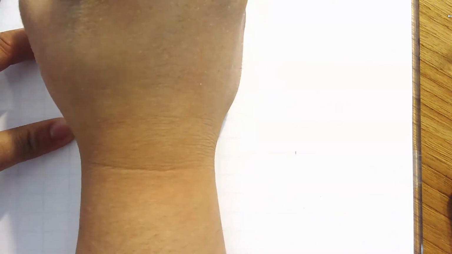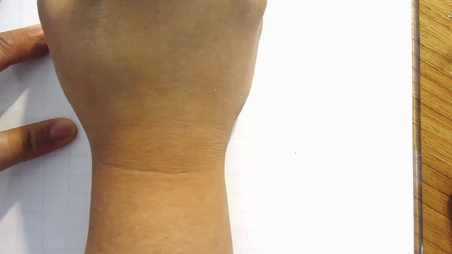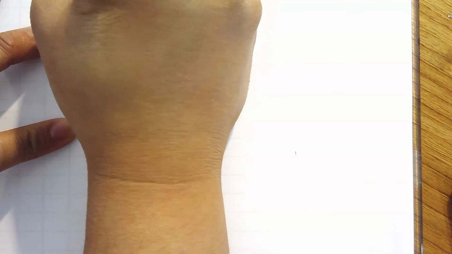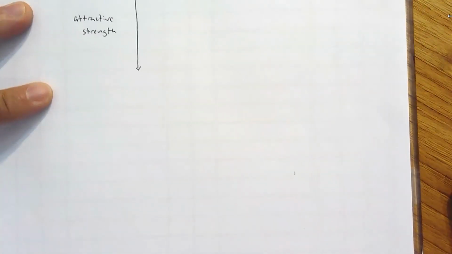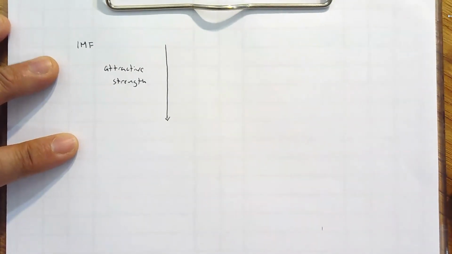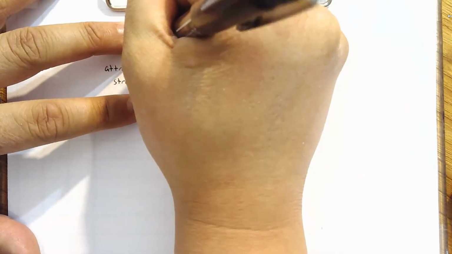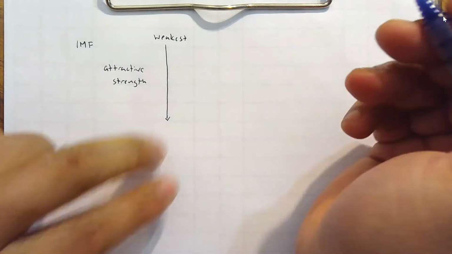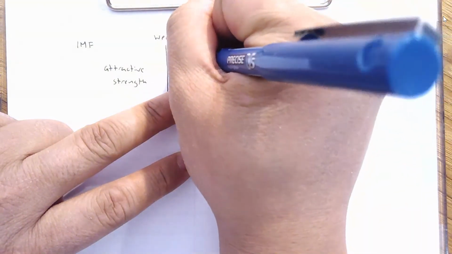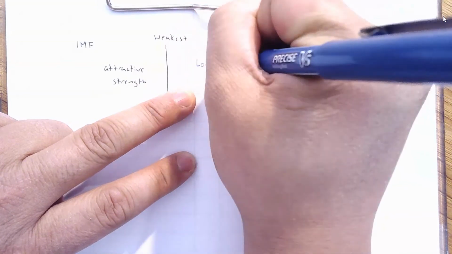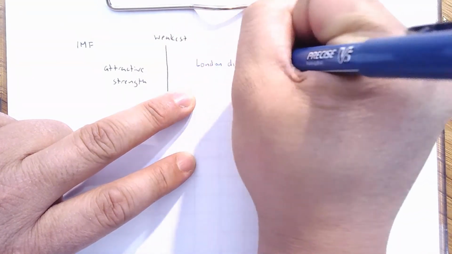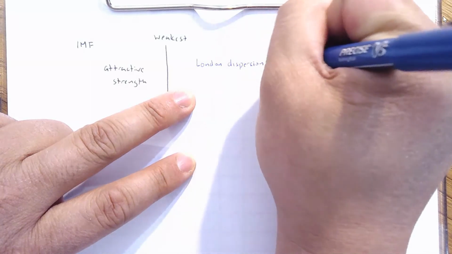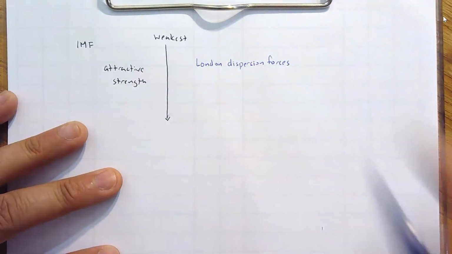IMF, and we'll call this axis attractive strength. And it actually goes higher as we go down. So we're going to start with the weakest. The first one is dispersion forces, or some of you know this as London dispersion forces. Those are the weakest.